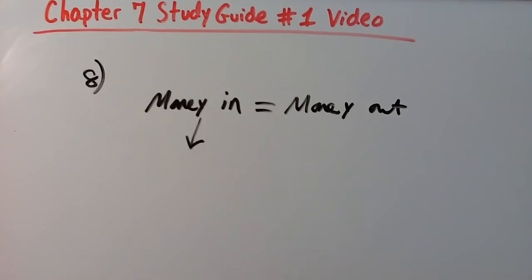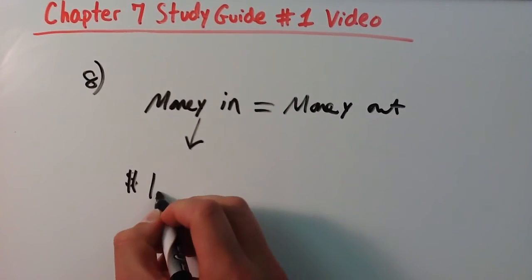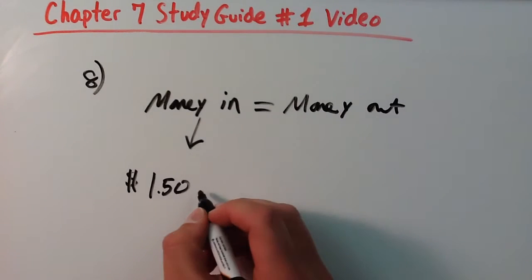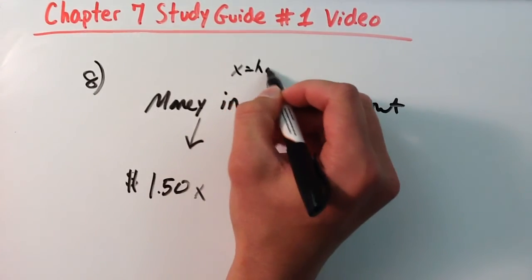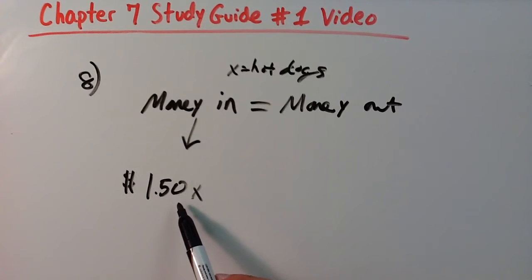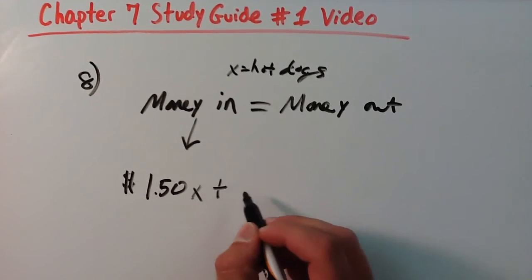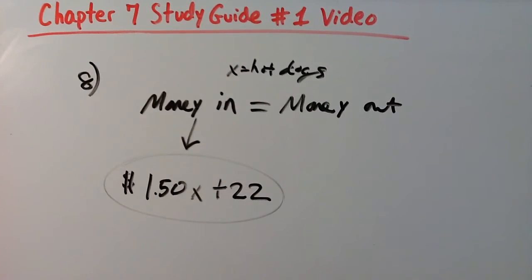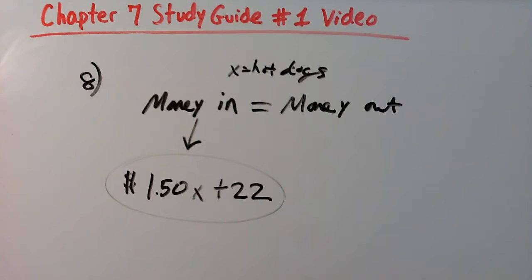This is money that they make. They get $1.50 times the number of hot dogs, right? They're making $1.50 times every hot dog. And let's call hot dogs x, right? x is the hot dogs. So they make $1.50 times the number of hot dogs. They also received $22 in donations. So not only are they bringing in money from the hot dogs, they also got a $22 donation. So this describes all the money that they made, the money coming in, right?